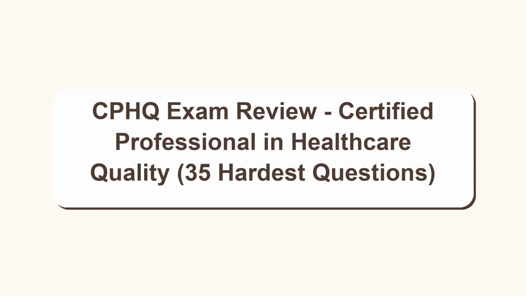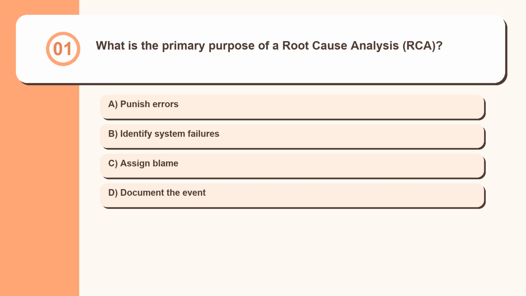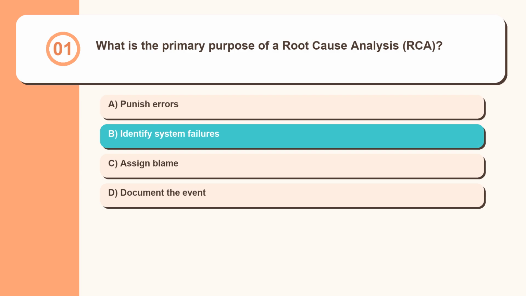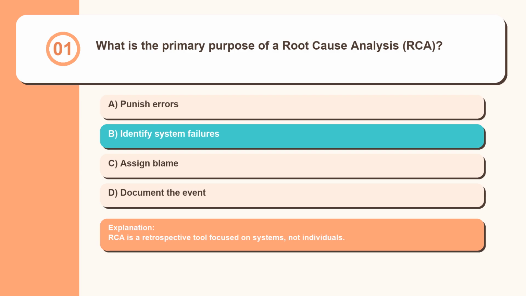CPHQ Exam Review, Certified Professional in Healthcare Quality, 35 Hardest Questions. Question 1. What is the primary purpose of a root cause analysis, RCA? Punish errors. Identify system failures. Assign blame. Document the event. RCA is a retrospective tool focused on systems, not individuals.